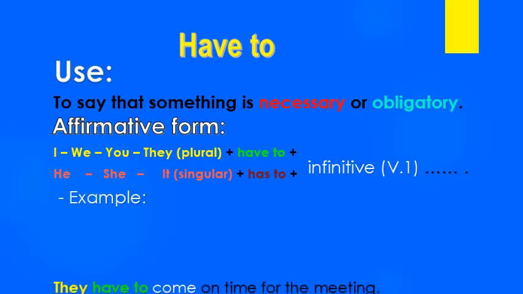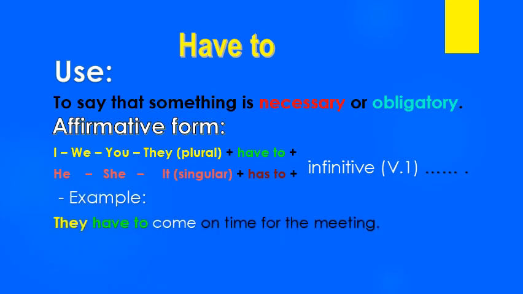So here we have an example. They have to come on time for the meeting. So here the manager obligated his staff to come on time for the meeting. إذا هنا المدير أجبر موظفيه أن يأتوا إلى الاجتماع في الموعد المحدد.